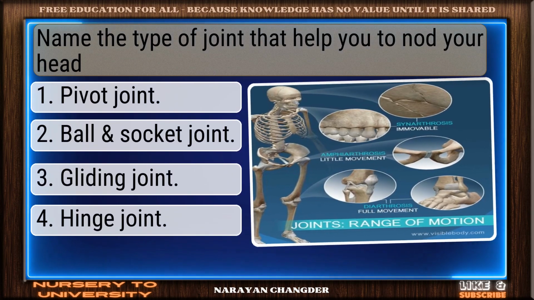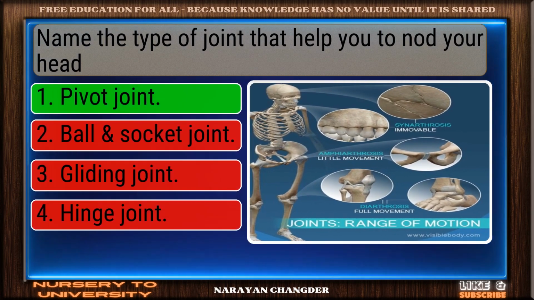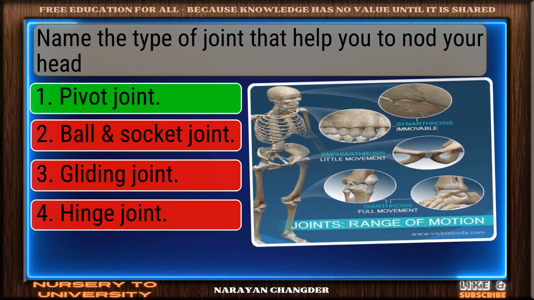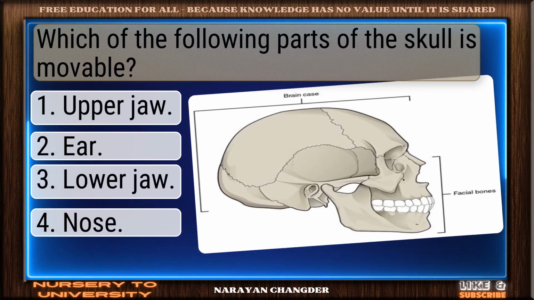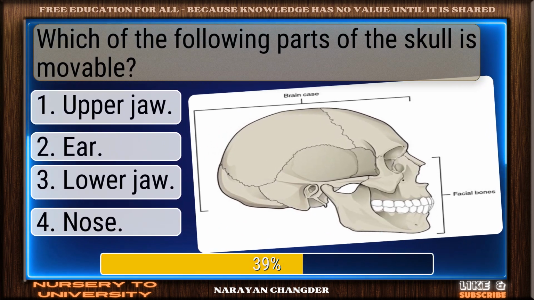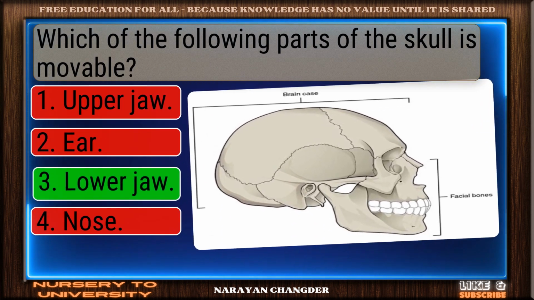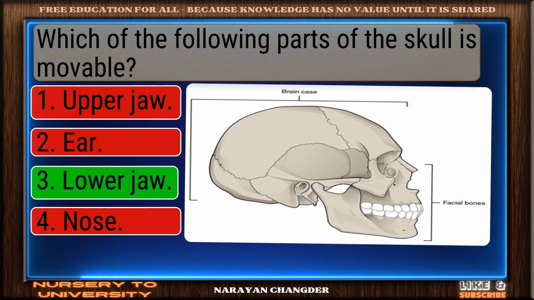Name the type of joint that helps you to nod your head. Sharp thinking. Pivot joint is the right choice. Which of the following parts of the skull is movable? Nice selection. Lower jaw is the correct and valid answer.